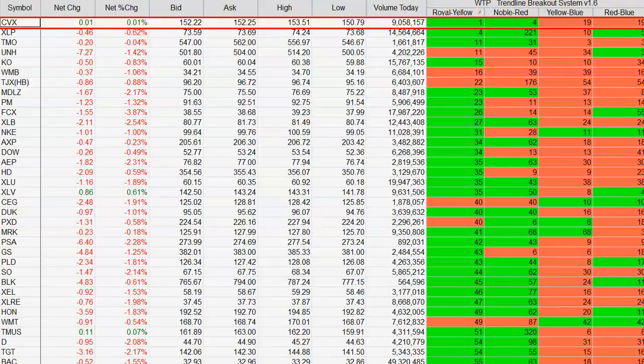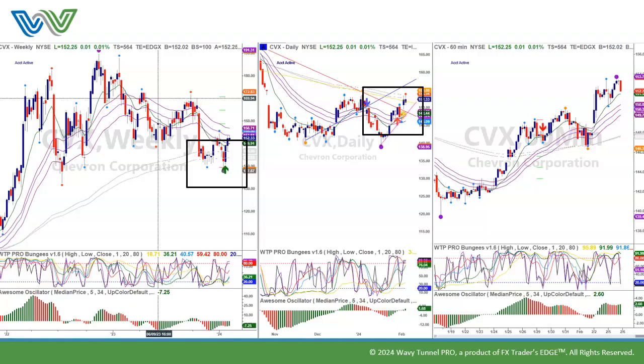We also have our trend line breakout system. So we have trend line breaks. The royal yellow is 1, the noble red is 4 on Chevron, CVX. So let me show you what I'm talking about on the chart. It's very, very interesting. We have the weekly chart on the left where this triggered. So we have the green arrow, which shows this is our ABC correction down below the tunnel. This popped up on our scanner. This looks promising. And then the daily chart shows the trend line breaks moving above, and the wave is pointed up.